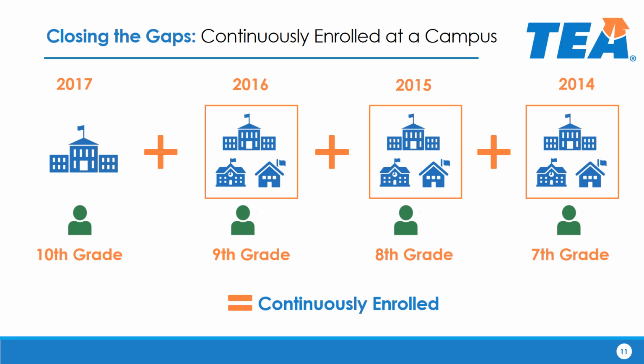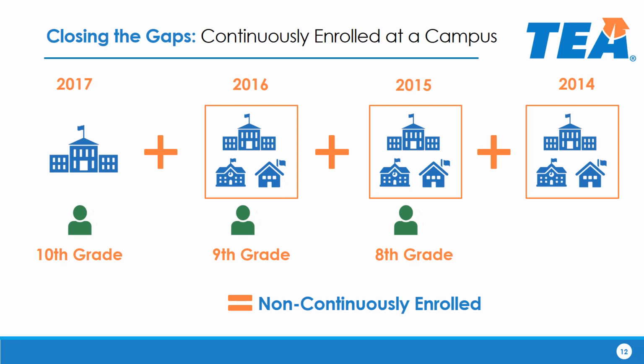Now we're looking at the campus level. So again, reading from left to right, on the snapshot date in 2017, this student was on the campus. On the snapshot date in 2016, the student was in the district. The same goes for 2015 and 2014, so this student is considered continuously enrolled.